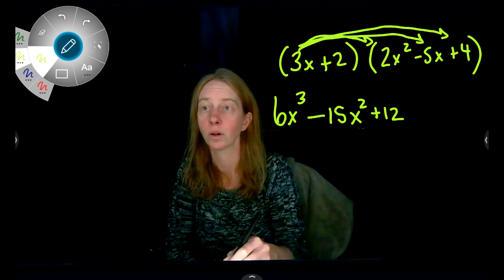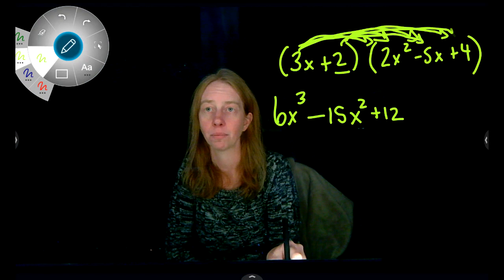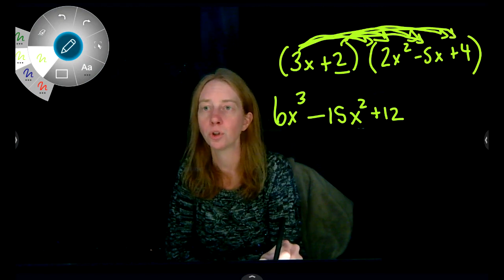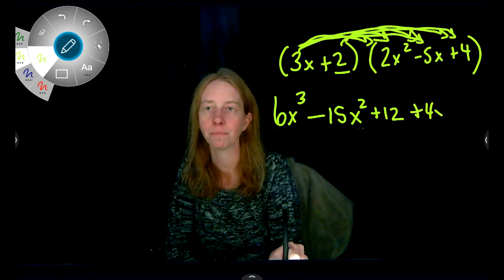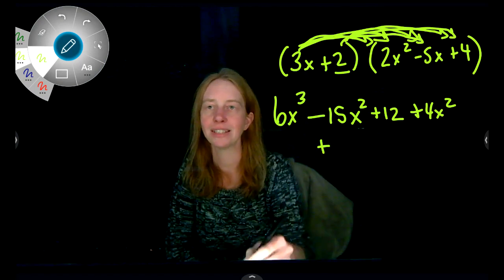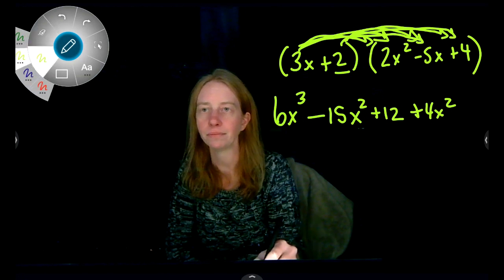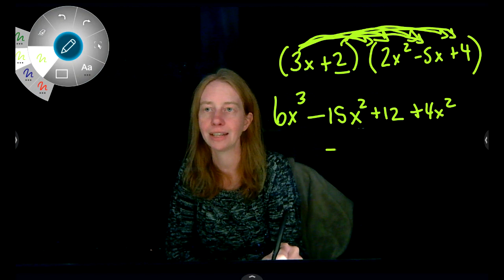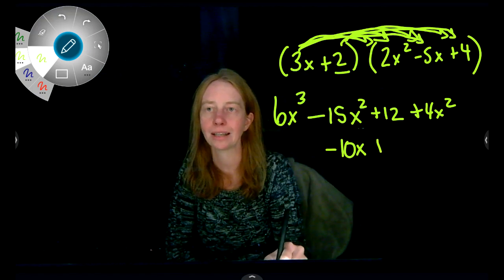Now we're going to do the next step, which is taking the 2 and multiplying it by everything. I know my arrows are getting crazy. Maybe I could have done those underneath. So 2 times 2x squared is 4x squared. I'm going to run out of room, so I'm just going to keep on going on the next line. 2 times negative 5x. I shouldn't have done a plus sign. I should have done a minus sign. So 2 times negative 5 is negative 10, and we have just one x there. And then we have 2 times the very last one. 2 times 4 is 8.